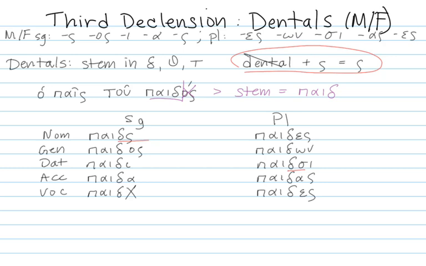Anytime you have the final dental plus a sigma, the dental disappears. So we get paisin and pais. And then we have that weird vocative where there is no ending, and then the final dental just disappears. So our vocative is pai. Everything else remains unchanged.